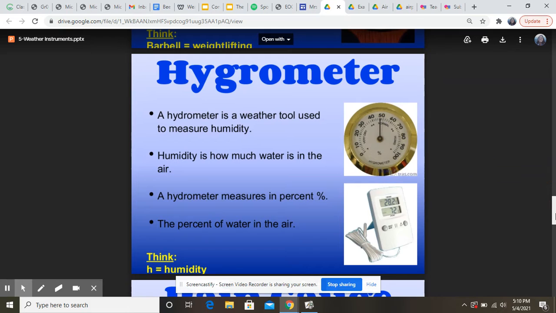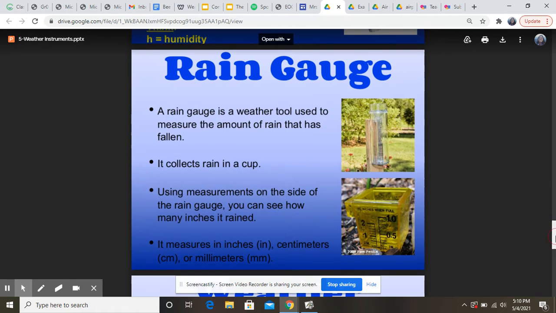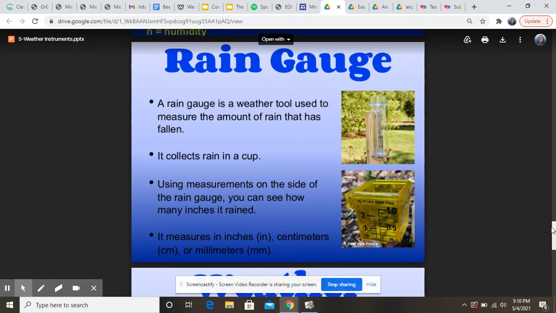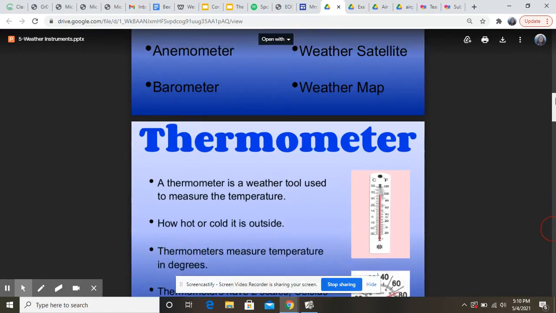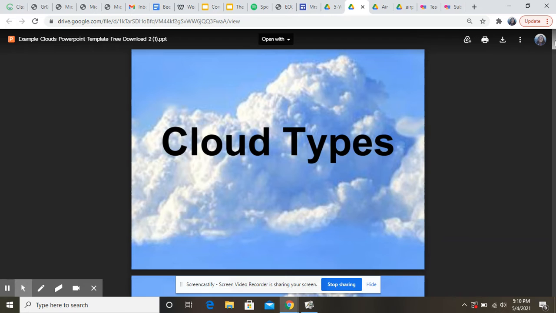A hygrometer measures humidity. So a good little thing to remember is humidity starts with an H and hygrometer starts with an H. A rain gauge tells you how much rain has fallen. It's basically just some sort of cup that fills with water. Pretty simple. And we're going to skip over those two. All right, next we are going to talk about clouds.